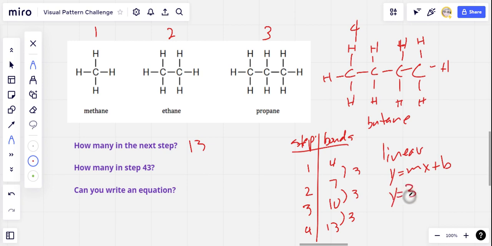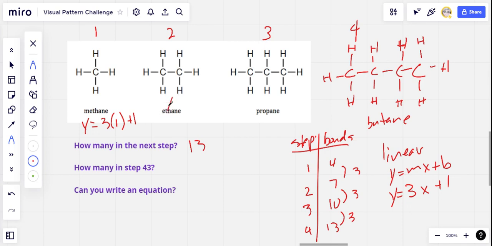So y equals 3x. And then the plus b, well, we can figure that out by trying it out with a step. So if we had y equals 3 times step 1, we're putting in 1 for the step number for x. 3 times 1 would be 3, and there are 4 here, so we would need 1 more. So I'm going to just put a plus 1 there and a plus 1 here, and that's what our b is. Although we should test this, make sure it's working.